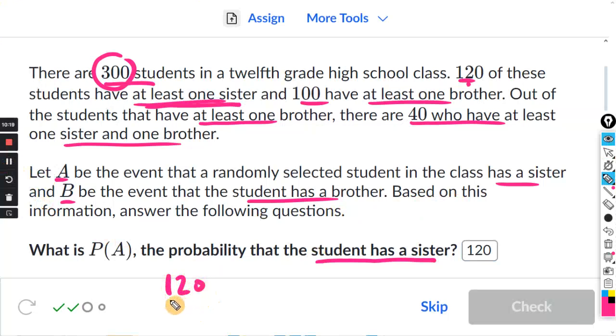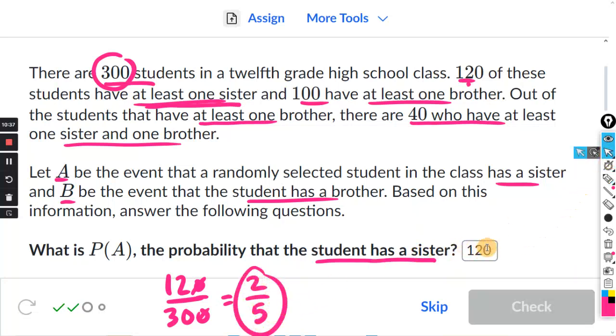So if we did 120 out of 300, divided by 10, top and bottom, we have 12 out of 30. And 12 divided by 6 is 2. 30 divided by 6 is 5. So it's 2/5. All right, so instead of writing a big fraction, I'll just write 2/5. Pretty sure they would accept the decimal as long as it's not repeating.